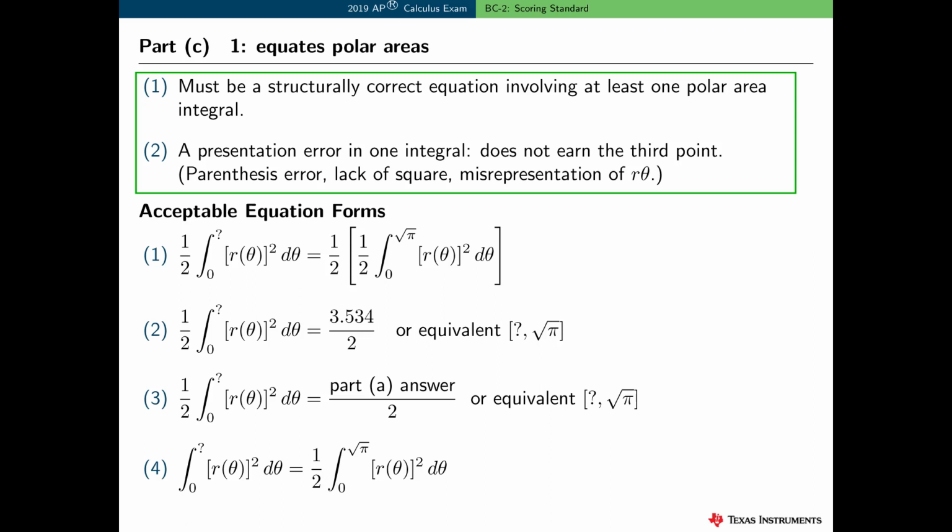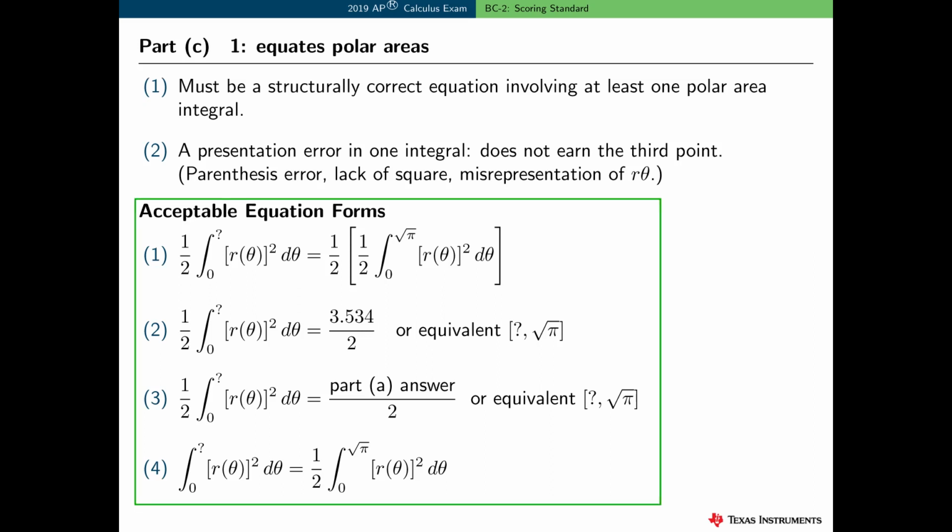This would be interpreted as r times theta. There were several common acceptable equation forms, and here are some of them. In each case, we believe that the student understands the concept of polar area and has made a connection to our problem. The "or equivalent" in forms 2 and 3 means that the student could use bounds of some angle greater than 0 up to the square root of pi.